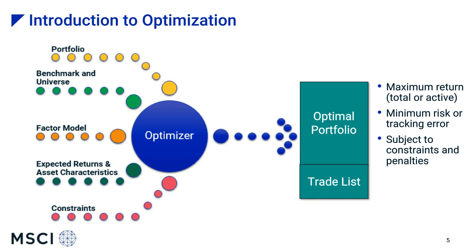You will also need a factor model for the risk forecasts that you are going to use, and we're going to use Barra factor models. And expected returns, asset characteristics that you want to include in your optimization, and any additional constraint that you want to implement in your investment. At the end of running the optimization, our engine is going to give you the holdings in your optimal portfolio and the trade list that you will need to implement.